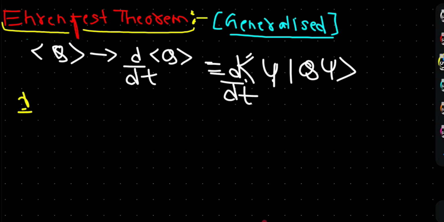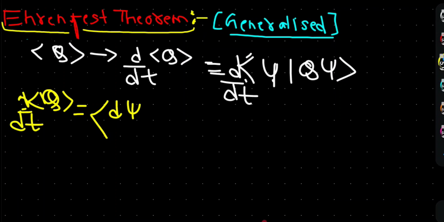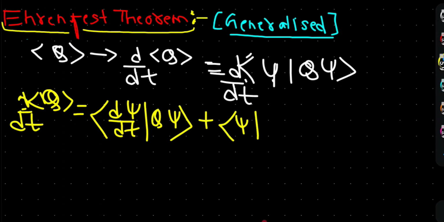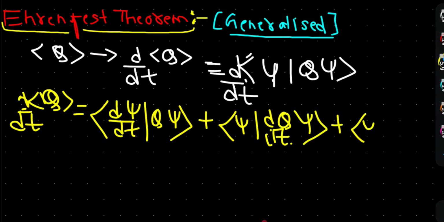So d by dt of the expectation value of q is equal to, performing this, d psi by dt, q, psi, plus psi, dq by dt, psi, plus psi, q, d psi by dt. So this is our particular expression.